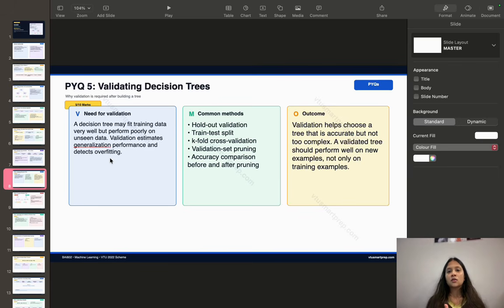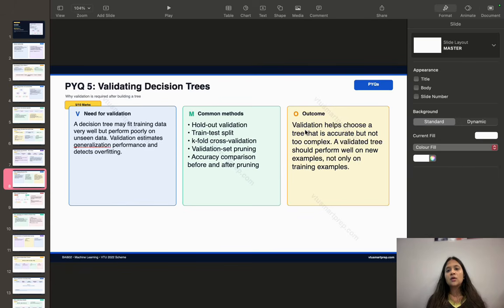So what is the need of validation? It creates a problem when you have unknown data and the machine learning model performs very poorly. At that time, validation takes place to estimate the generalization performance, and it detects the overfitting. It is going to avoid that overfitting problem. So what are the common methods which validating techniques use? Holdout validation, train test split, K-fold cross validation, validation set pruning, accuracy comparison before and after pruning. So these are the common methods used in validating decision tree.